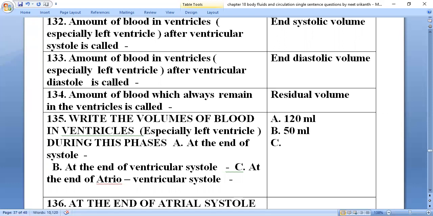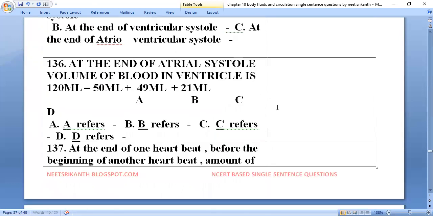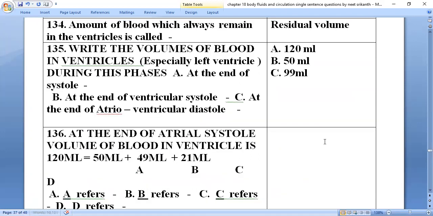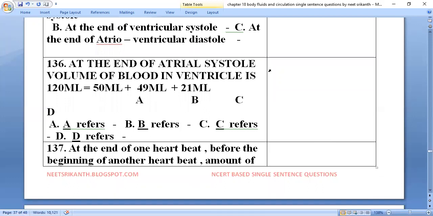And at the end of atrioventricular diastole, here we need to ask this question. At the end of atrioventricular diastole, we'll find the blood is nearly 99 ml, because in passive filling 49 ml is going to be added. That's why we will find 99 ml. Now, at the end of atrial systole, the volume of blood in the ventricle is 120 ml, 50 ml, 49 ml, 21 ml.